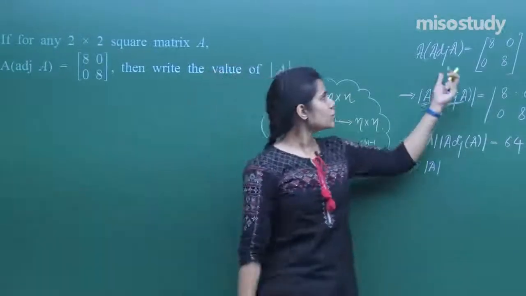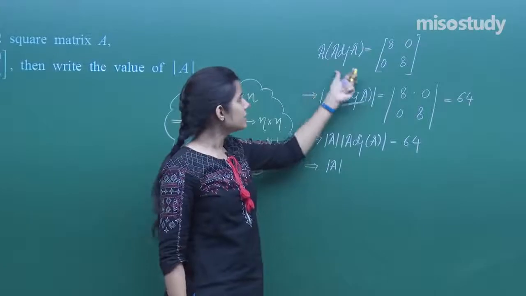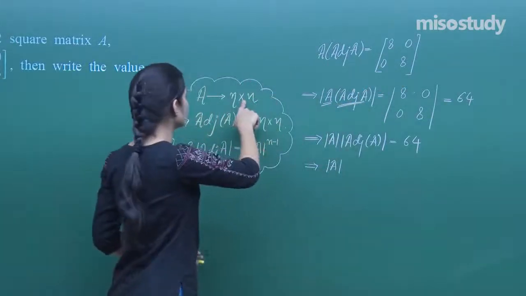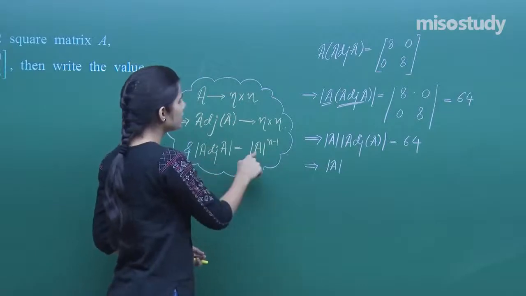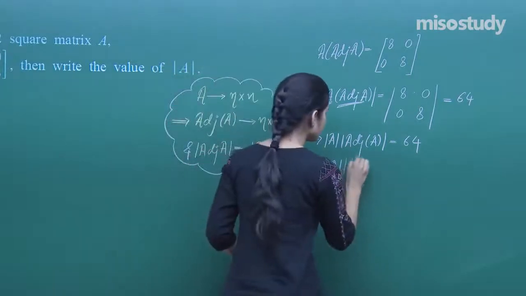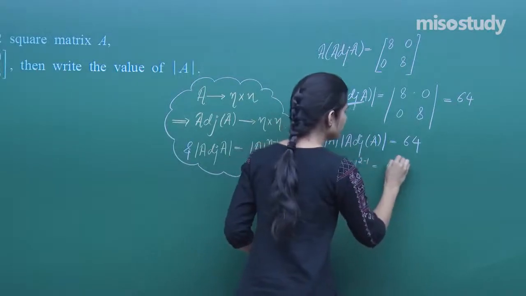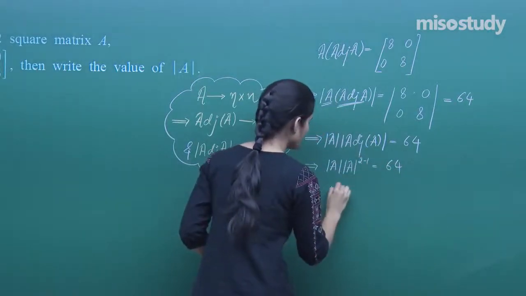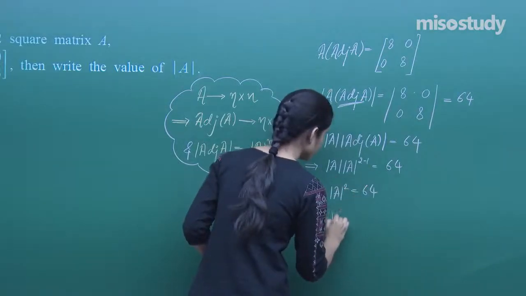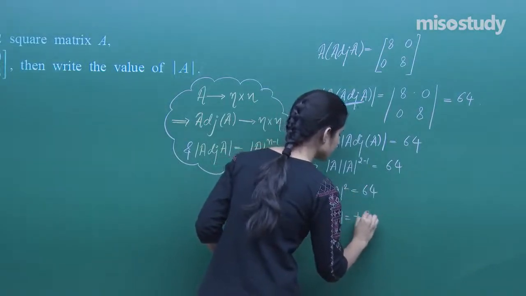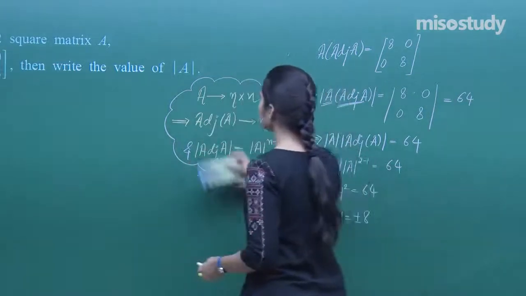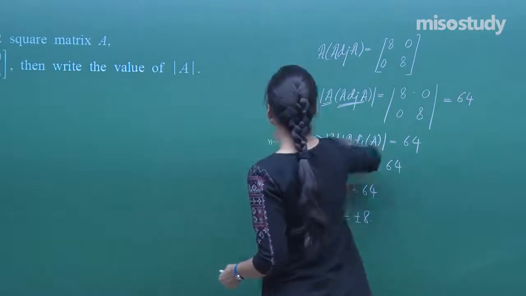So adjoint of A is also a square matrix of order 2 cross 2. Their resultant product matrix is also of 2 cross 2. If A is a matrix of order 2 cross 2, determinant of adjoint of A will be determinant of A to the power 2 minus 1. So determinant of A square is 64, which implies determinant of A is plus minus 8. And that is how you compute the value of determinant of A.